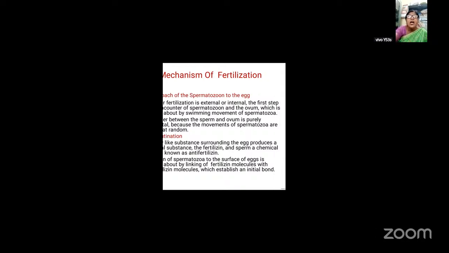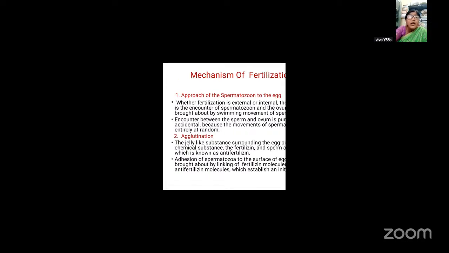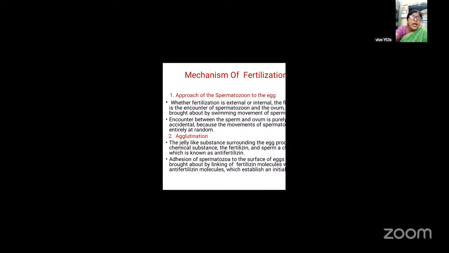motile, whereas eggs are not motile. That is why, whether it is external or internal fertilization, since the sperms show swimming movement, the spermatozoa need to encounter the ovum. Only then will the fertilization process take place. The encounter between the sperm and the ova is purely accidental, because the movements of the spermatozoa are entirely random. It does not occur purposely; it occurs only accidentally.